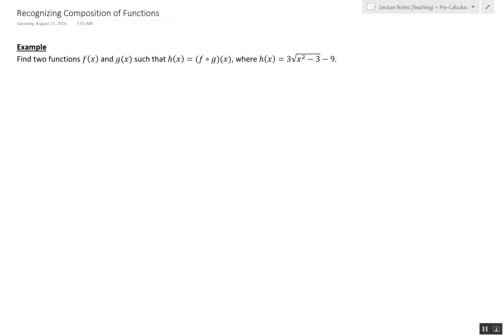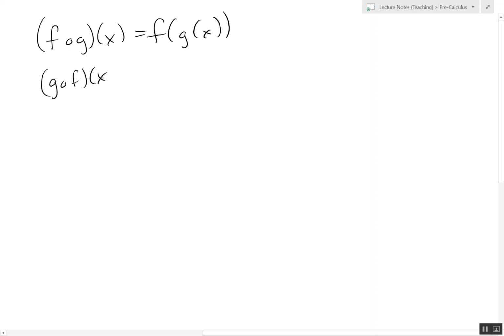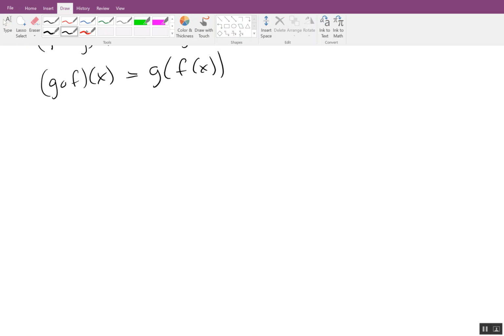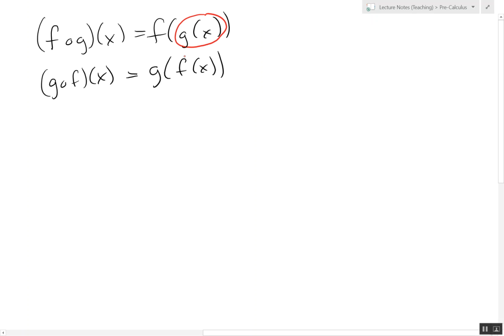Let's look off to the side here for a second before we do the example. When we look at f circle g of x equals f of g of x, and g circle f of x equals g of f of x, the function that's in the parentheses, so this function in this case and this function in this case, these are called the inner functions because they are inside the second set of parentheses.